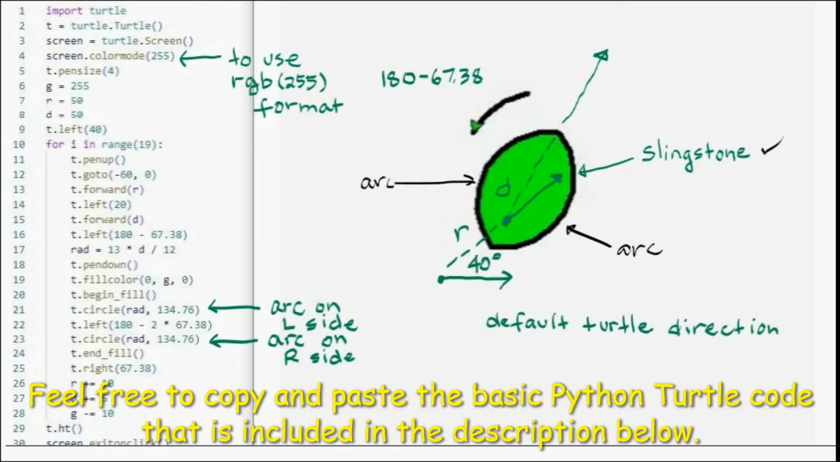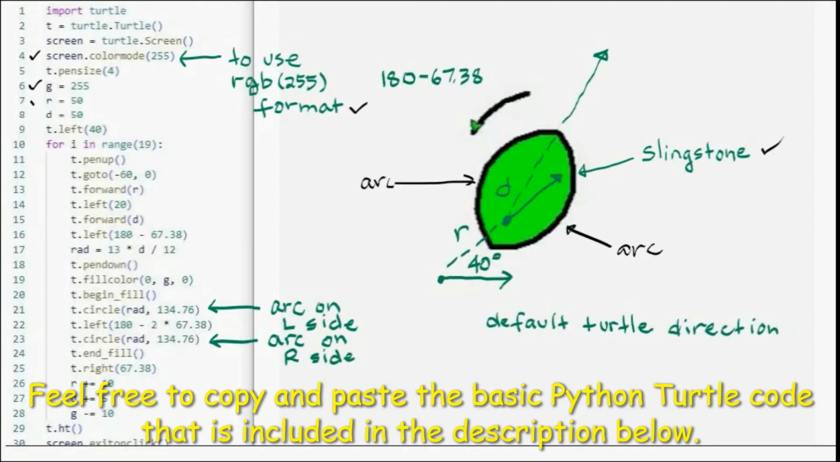Okay, for number 4 here on the left side of the screen, I use the screen.colormode 255 command so that I can use the RGB 255 format for the color. The pen size, you can choose 3, 4, or 5. It depends on you. Now, number 6, this is the number for the green hue. For the RGB, this is 255. That means this is green.